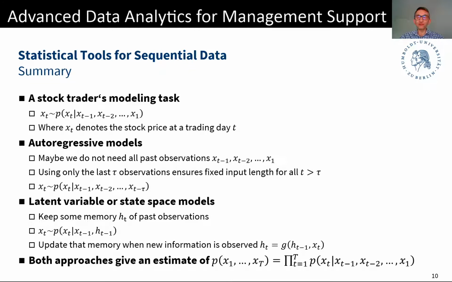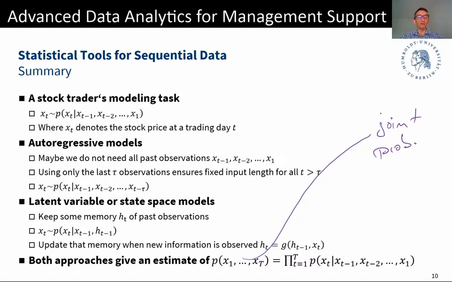But both approaches, the latent variable model and the auto-regressive model, serve the same purpose, which is giving us an estimate of our time series, or giving us a tool that we can use to model sequential data, the joint probability. Note that, right? That's a joint probability, and this is what we are ultimately interested in, modeling this joint probability of the entire time series.